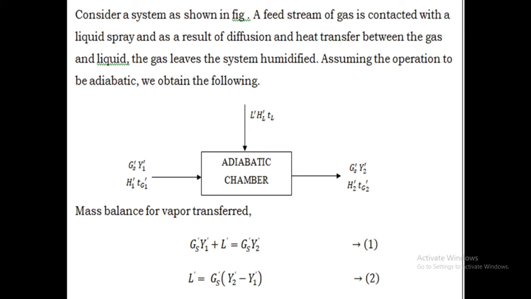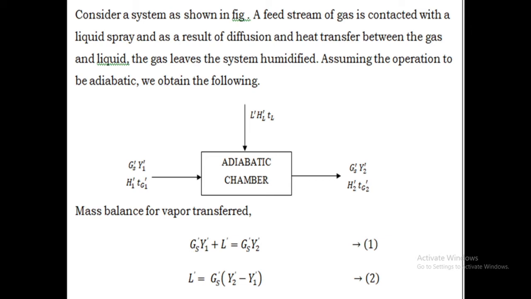So here how many streams are entering, how many streams are leaving? Two streams are entering, one stream is leaving the chamber. So this is the adiabatic chamber. So mass balance for vapor transport. Here two streams are entering. So the mass balance or material balance: the inlet condition Gs' into Y1' plus L' is equal to Gs' into Y2'. So this is the mass balance or material balance over the block diagram.